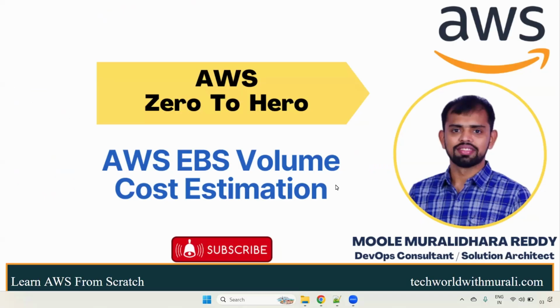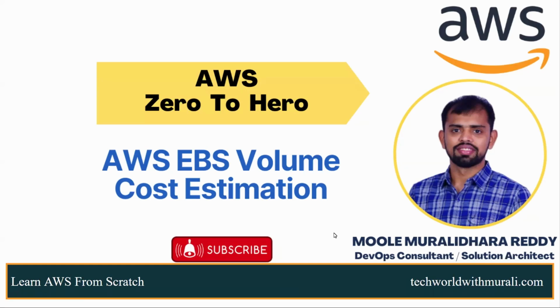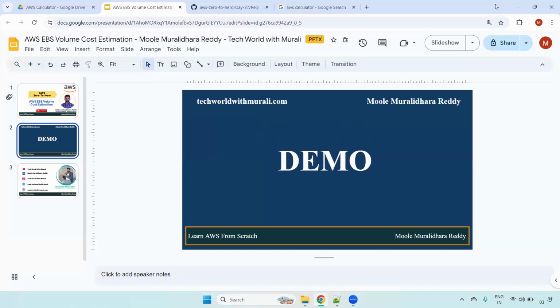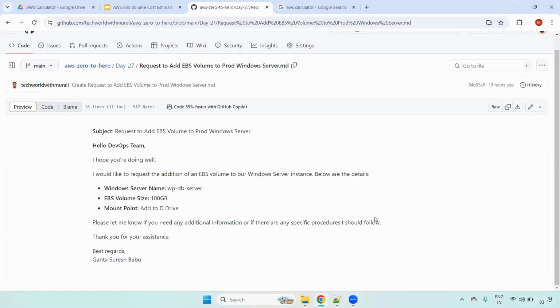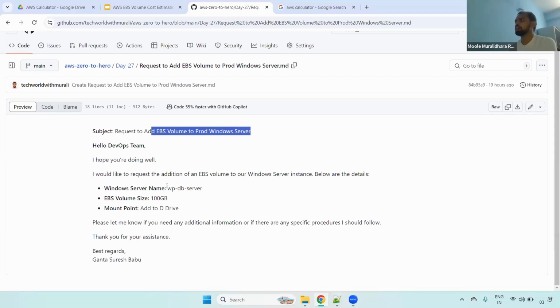Now we are going to discuss AWS EBS volume cost estimation. Let's see the demo so that you will get some idea. Let's take an example. We receive a request from the DBA team. They are requesting to add a particular EBS volume to the prod Windows server. They have provided the server name as well, and how much size we need to add, 100 GB, to be mounted as the D drive. Okay, this is production. So we can directly add this particular volume size.